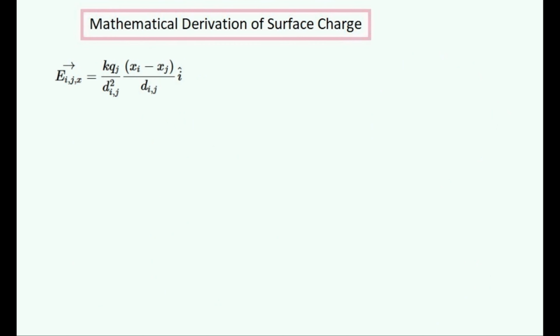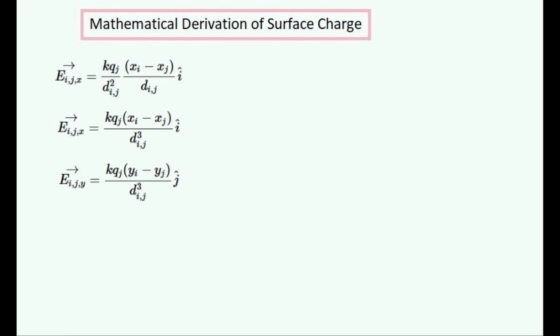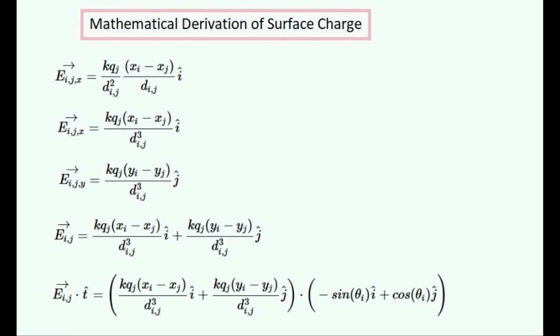And so this is the x component of the electric field for this electric field point. And it may be simplified to be this. And the y component of this electric field may be similarly found. And so this electric field may be rewritten in this form, where the x and y components are separated. And then it may be multiplied by the unit tangent vector using dot product multiplication.